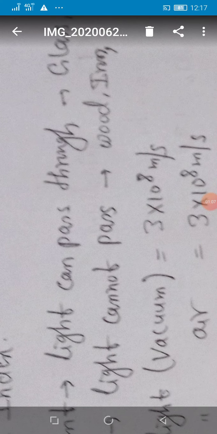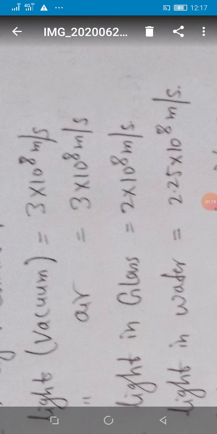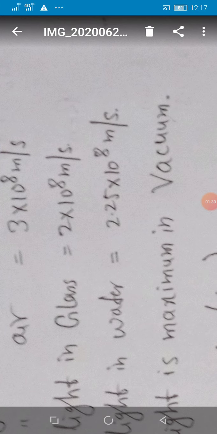Now let's talk about the speed of light, student. Speed of light is maximum in vacuum, and that value, here I have written, is 3 into 10 raised to 8 meter per second. In air also the speed is about the same. The speed of light in glass is this much. This value, student, you don't have to learn by heart. You can apply the formula to find it out, okay? Speed of light in water is 2.25 into 10 raised to 8 meter per second. So speed of light is maximum in vacuum.